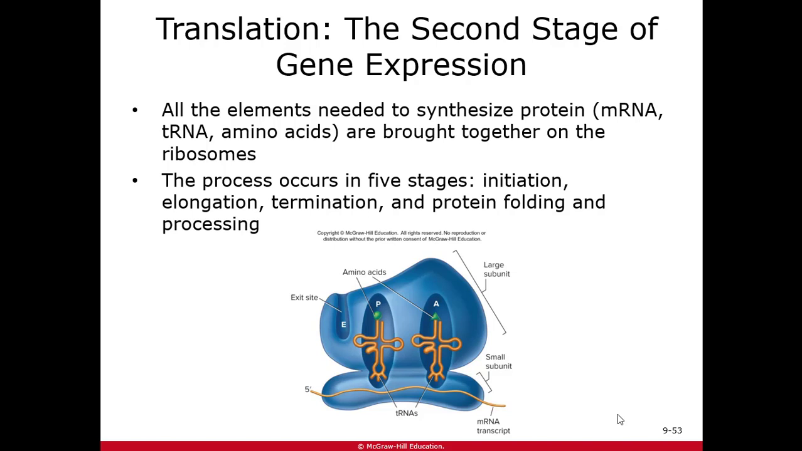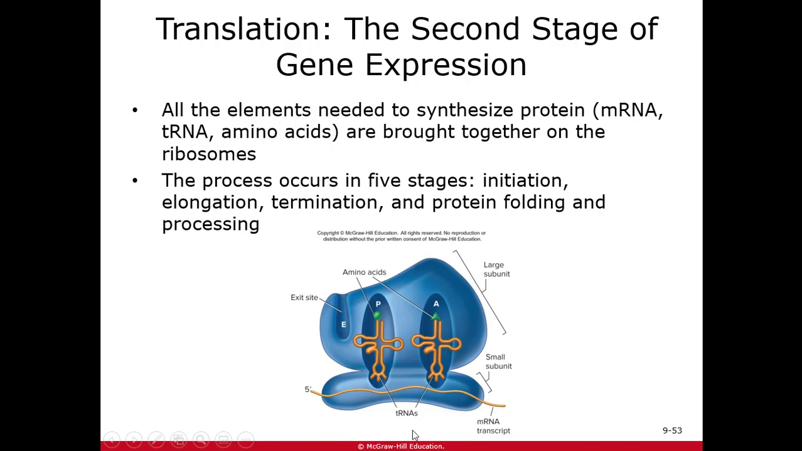Translation also has several different stages. Because our final outcome is going to be proteins, the ribosome is going to be involved, because the ribosome makes proteins. So it occurs in 5 stages, all happening inside the ribosome. The ribosome is this big blue blob. We're going to have initiation, elongation, termination, and protein folding and processing. Our ultimate goal is to make a protein.